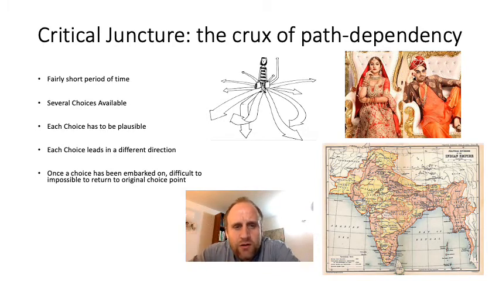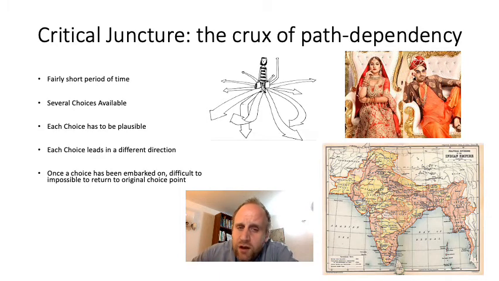In this fairly short period of time, there are several choices available. Each of these choices, at least two, maybe more, should be plausible. They should be possible. It shouldn't be predetermined that one choice is picked. There should be several choices possible. However, each of the choices leads in a different direction. If they all lead in the same direction, it's not a critical juncture. There's not a juncture at all, just going in the same direction. For a critical juncture, there has to be multiple paths possible.